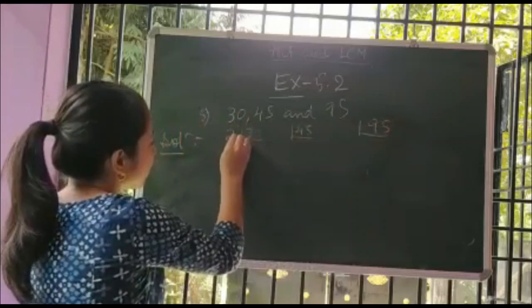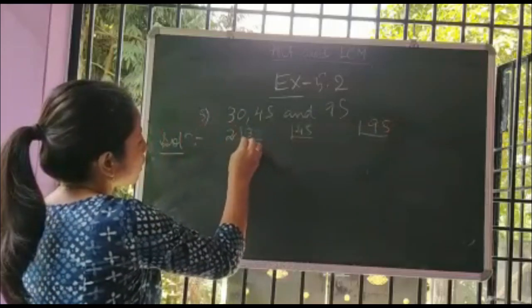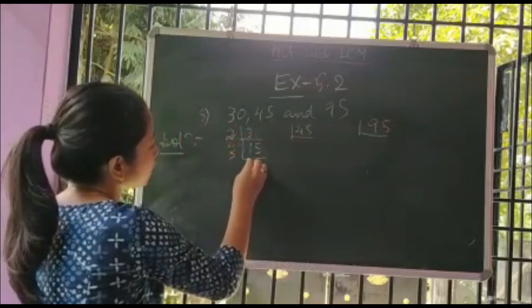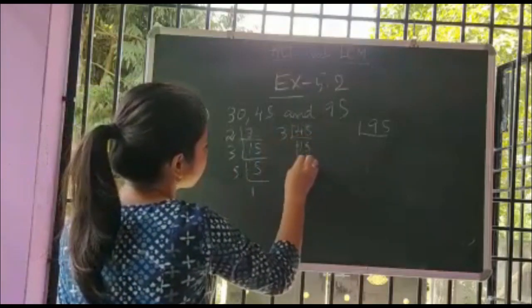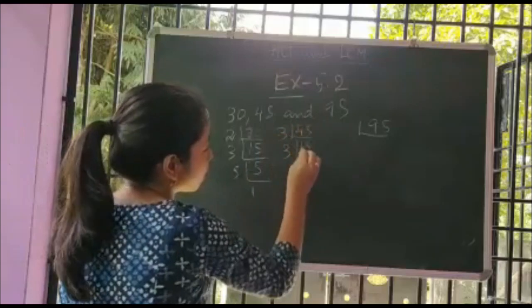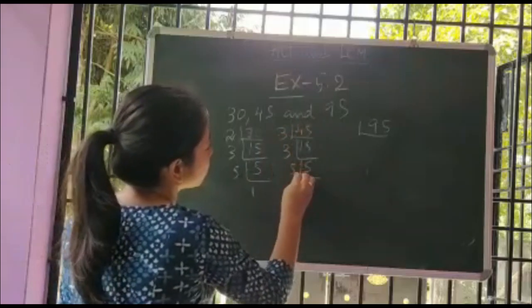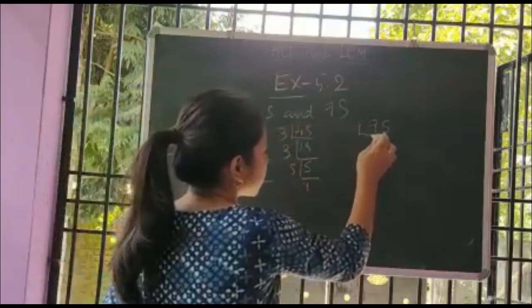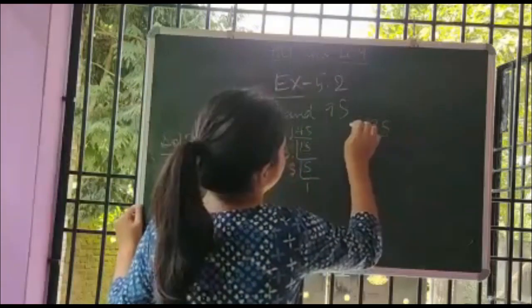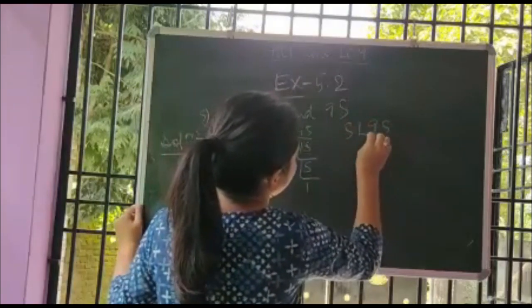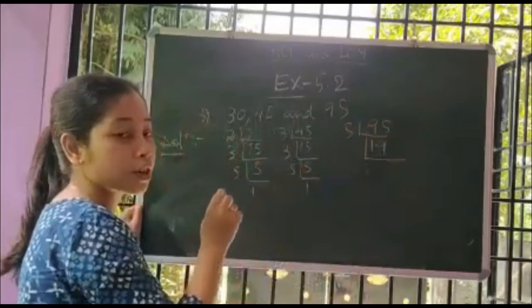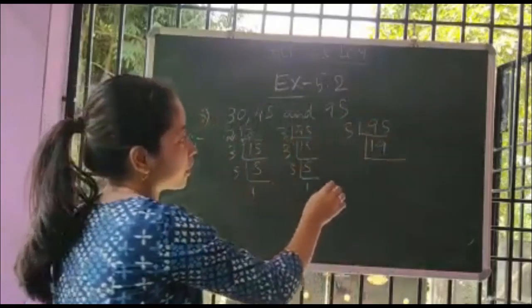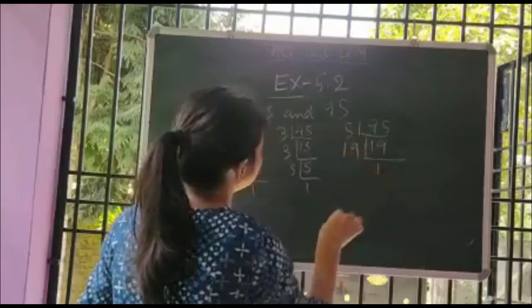Okay, so let us start with 2. 2 15s are 30, then 3 5s are 15, then 5 1s are 5. For 45: 3 1s are 3, 3 5s are 15, then 3 15s are 45, 3 5s are 15, again 5 1s are 5. Let us start with 5. 5 9s are 45. For 95: 5 1s are 5, 4 carry, 45 that side became, so 5 9s are 45. Here 19 1s are 19.